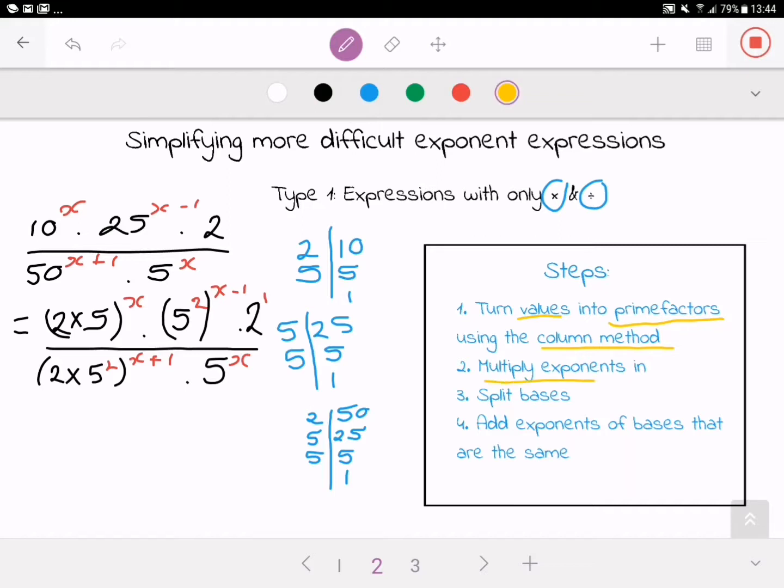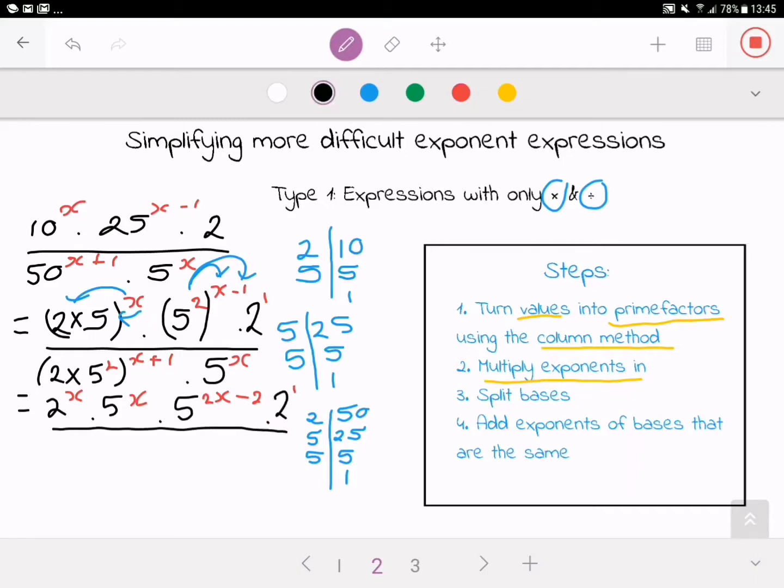Our second step is to multiply the exponents in. So we're going to multiply in the x with the 2 and the 5, and that becomes 2 to the power of x times 5 to the power of x. Then we're going to multiply in the x with the 2 and the negative 1 with the 2. So it's going to become 5 to the power of 2x minus 2. And then the last one is just 2 to the power of 1.